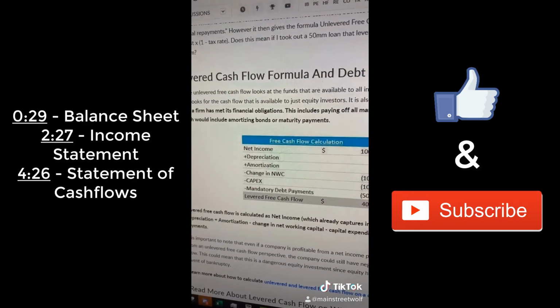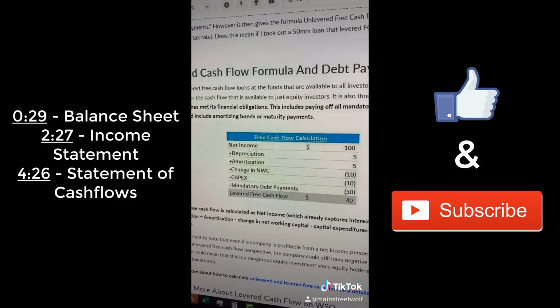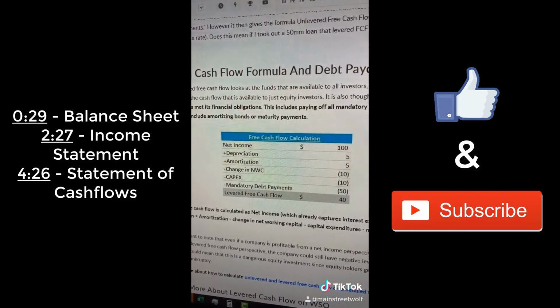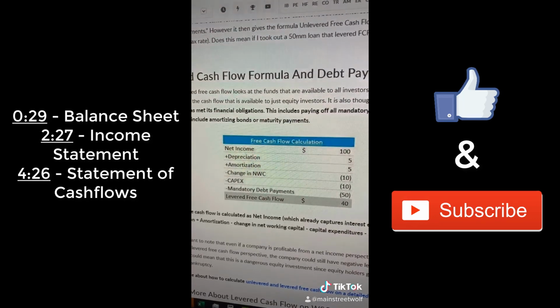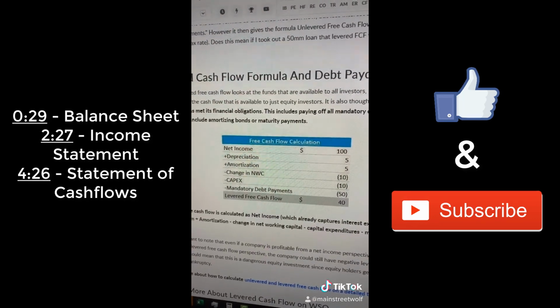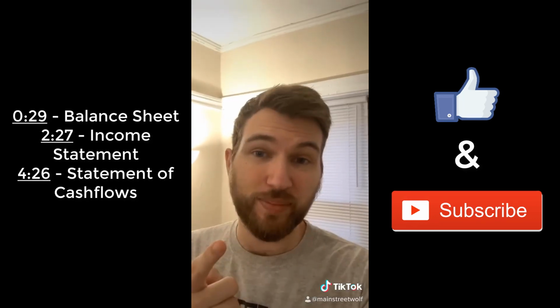Another important metric that investors look at is the levered free cash flow, which really looks at how much money is left over after paying for debt obligations, capex, and operating expenses. This can be used to expand. This can be used to pay dividends.